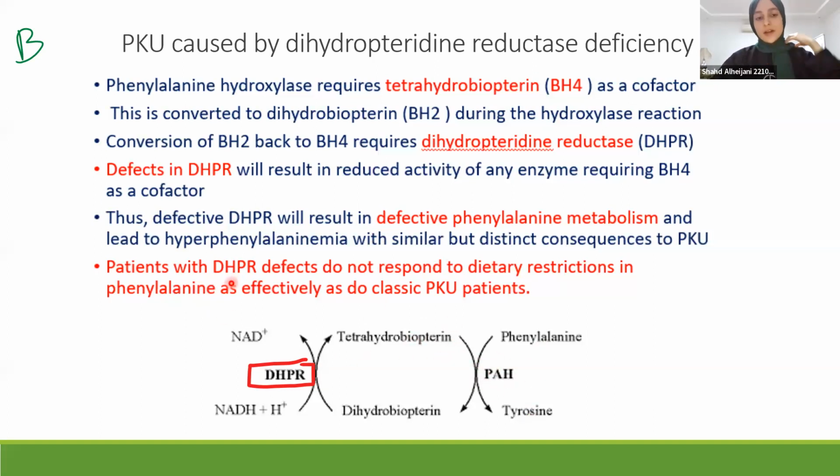Now, patients with dihydropteridine reductase defects do not respond to dietary restrictions as effectively as normal phenylketonuria. Why? Because tetrahydrobiopterin is needed for so many things, for forming many neurotransmitters and for folate and so on. So the effect of controlling phenylalanine would not be similar to normal phenylketonuria, which is phenylalanine hydroxylase deficiency. Now, we're done with phenylketonuria.